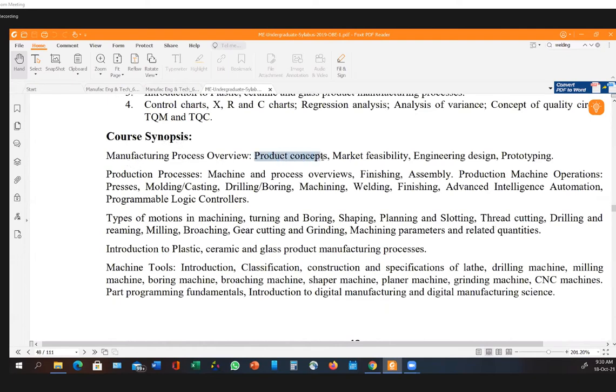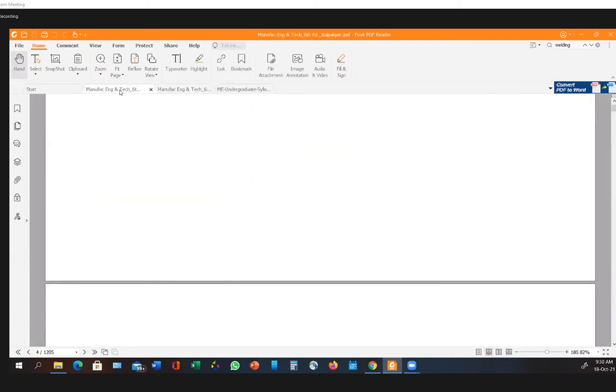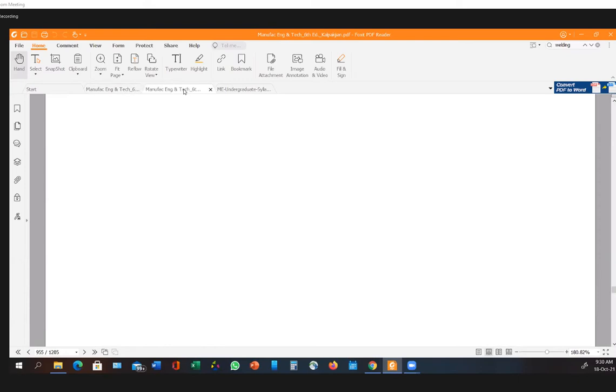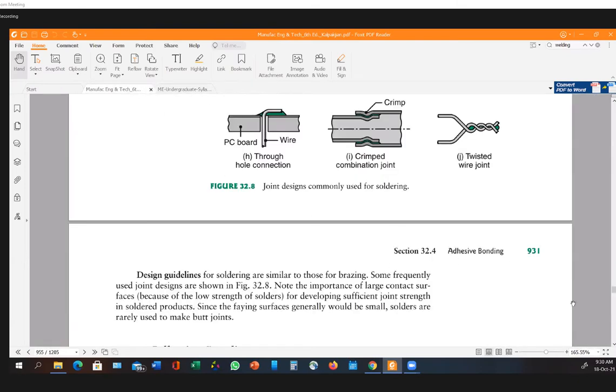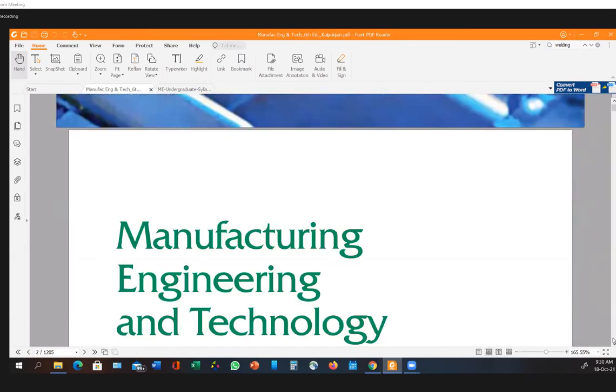Product concepts, engineering design, and prototyping. These are some of the things we need to know. এগুলা আমরা এই বইটাতে পাবো। So let us go at the top. Let's go to the table of contents.